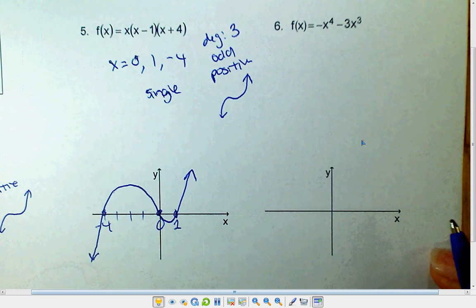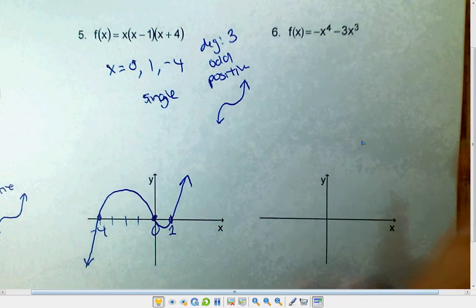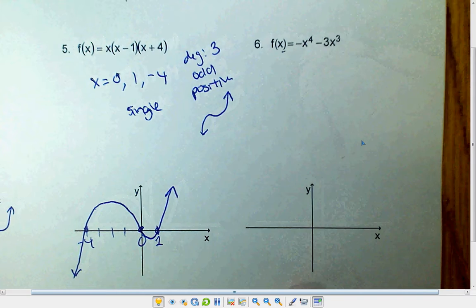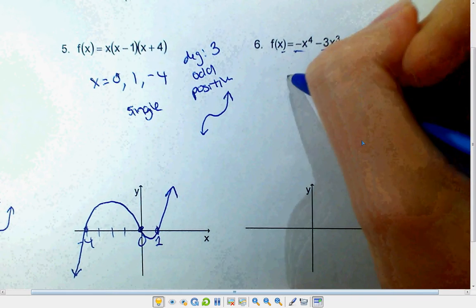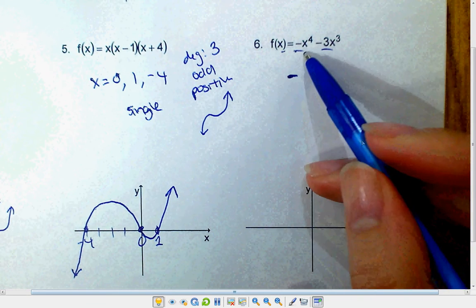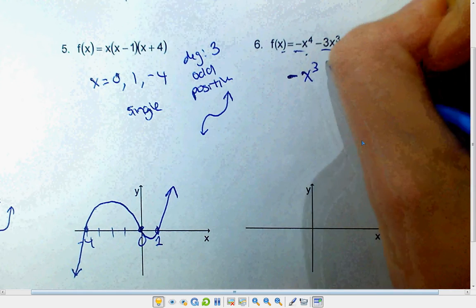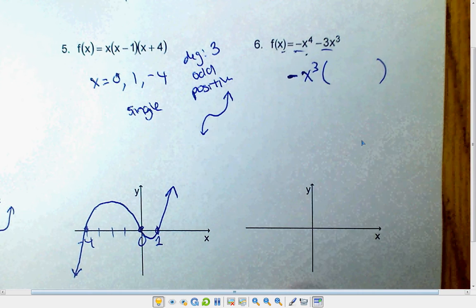Okay, let's look at number 6. This one's a little bit different than the other ones we've done because we have to factor first. So what can we divide both of these out by? We can take out a negative. Also, we can take out how many x's? This one has 4 x's, this one has 3. So we can divide out 3 x's, x cubed, out of all of this.